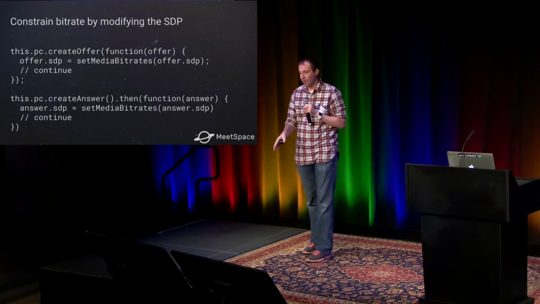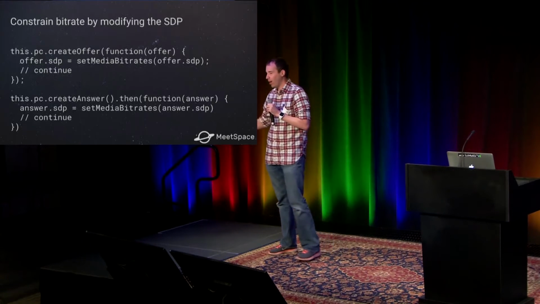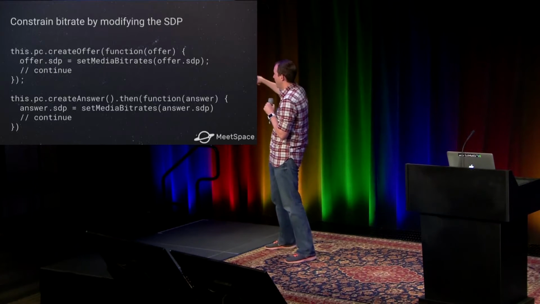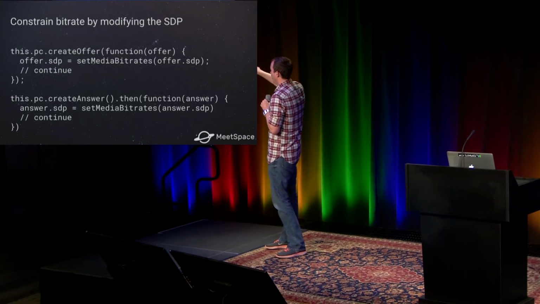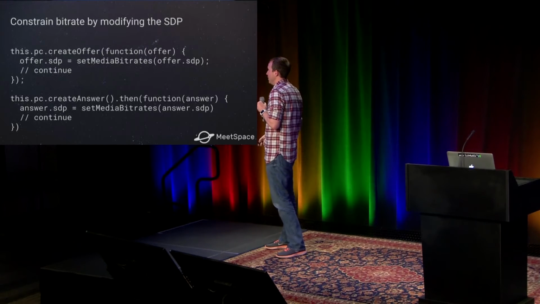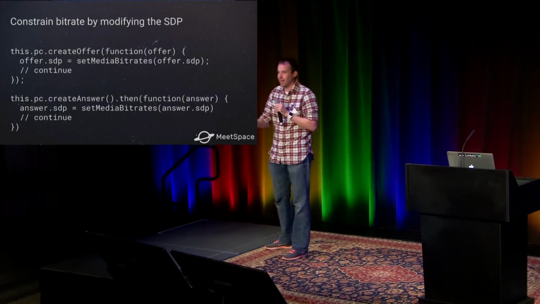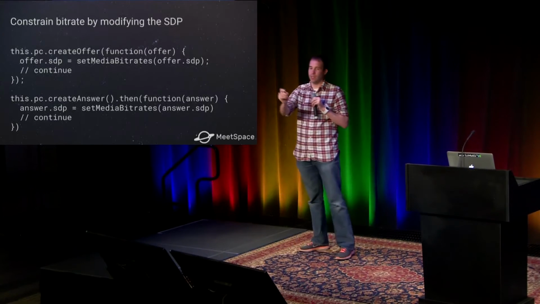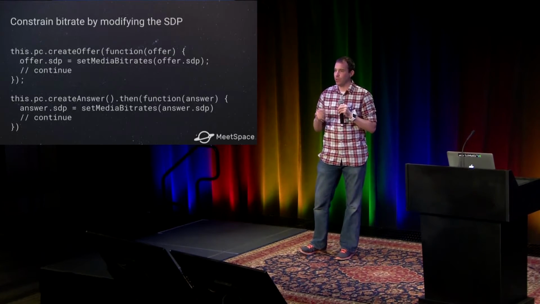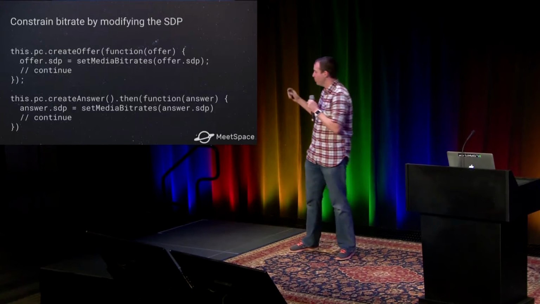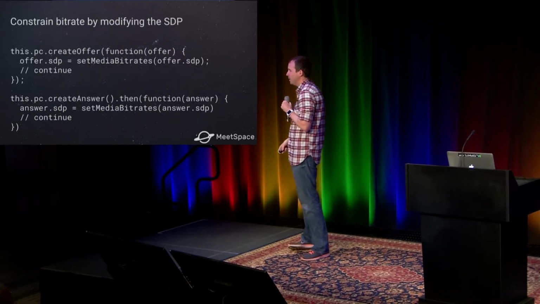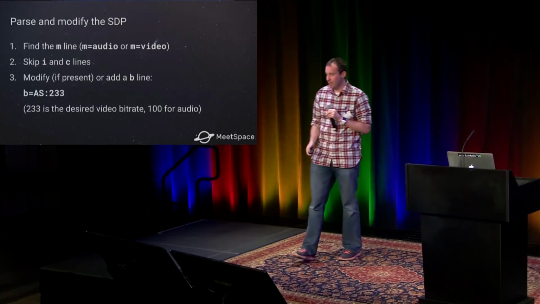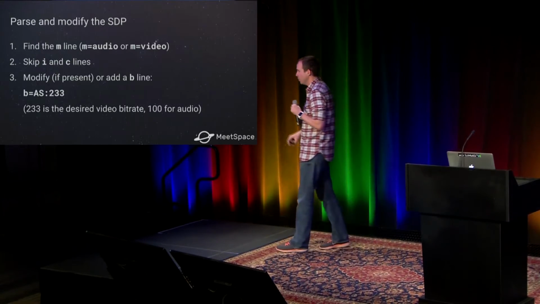But what we're doing here is we're saying, when I'm creating an offer that's going to go to somebody else, before that offer goes, I'm going to run my special set media bitrates function on the SDP, get a new SDP, and set it back. So I'm going to hack it a little bit inline and then continue on. And when that offer is sent to somebody else and they're ready to respond with their answer to complete the handshake, we're going to do the same thing and modify the SDP to clamp the bitrate on that side.